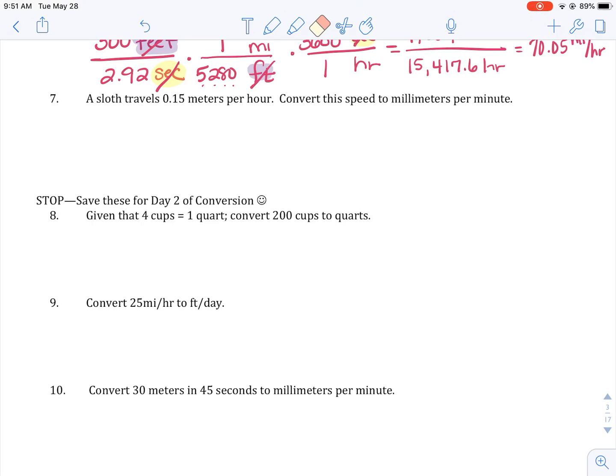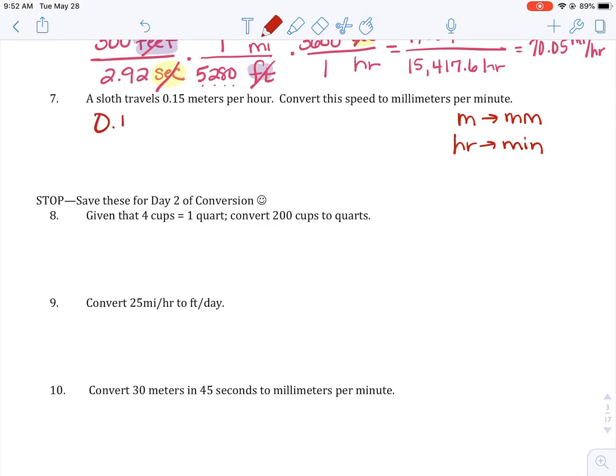So starting with number 7 from day 2 conversions, or day 1 of conversions, a sloth travels 0.15 meters per hour. Convert the speed to millimeters per minute. So I'm going from meters to millimeters, and I'm going from hour to minute. So there are two conversions that are happening there, one for the length or the distance and the other for the time. So I'll need two funny forms of one.